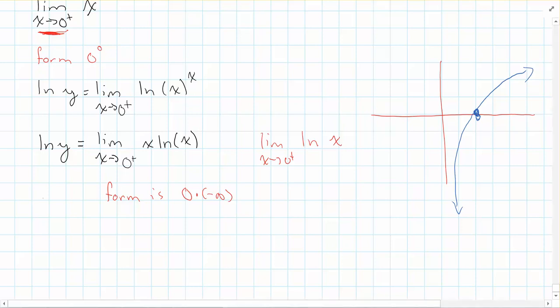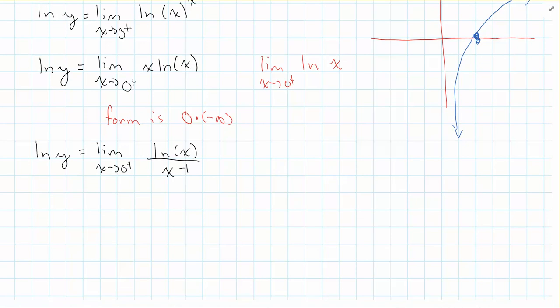Alright, so that means I need to rewrite the form, and we know with these problems we always leave the natural log in the numerator. So this is going to be the limit as x approaches 0 from the right hand side of natural log of x over x to the negative 1. And now this is in the form infinity over infinity. So we can apply L'Hopital's rule.